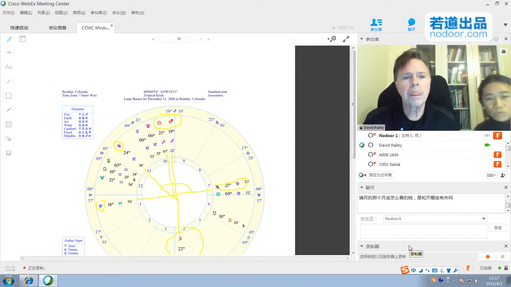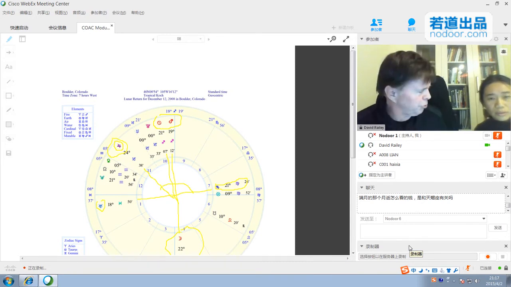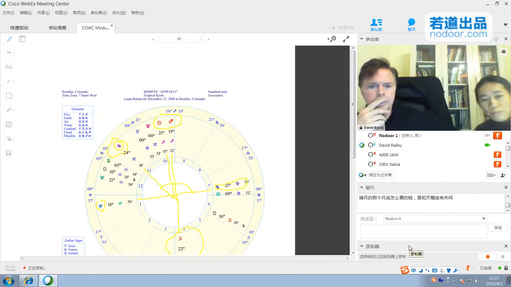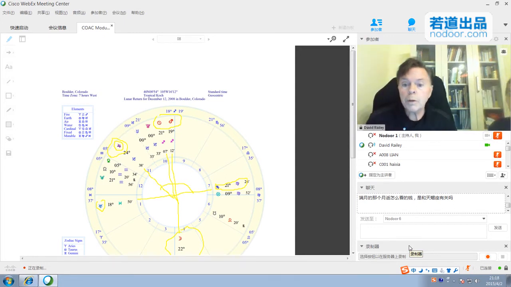Jupiter is trine Saturn over in the 7th there, see? And this falls in her natal second house. So these are what I call secondary considerations, you know, just other things to think about.